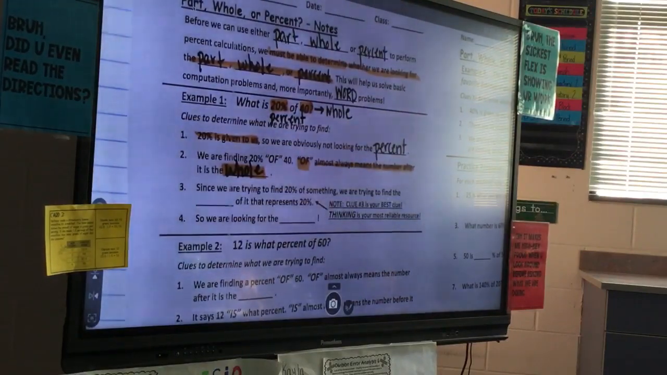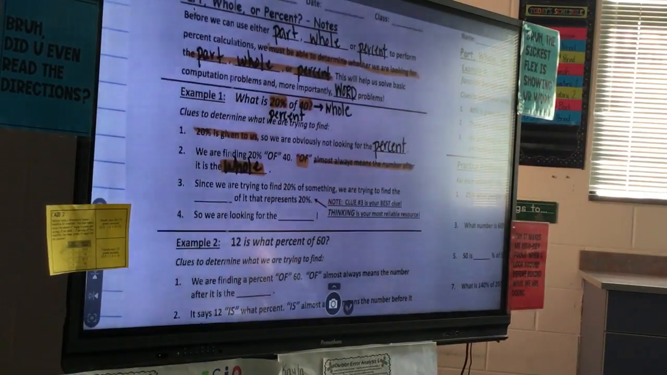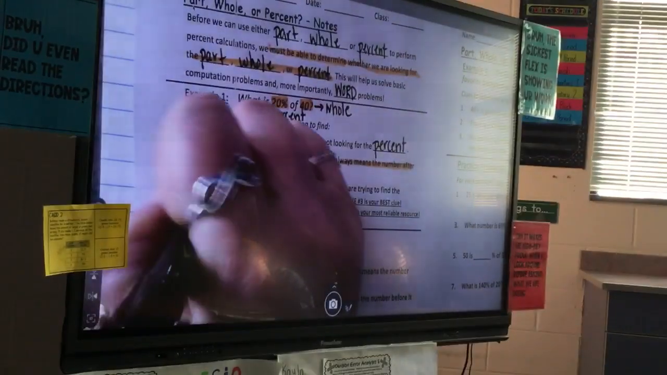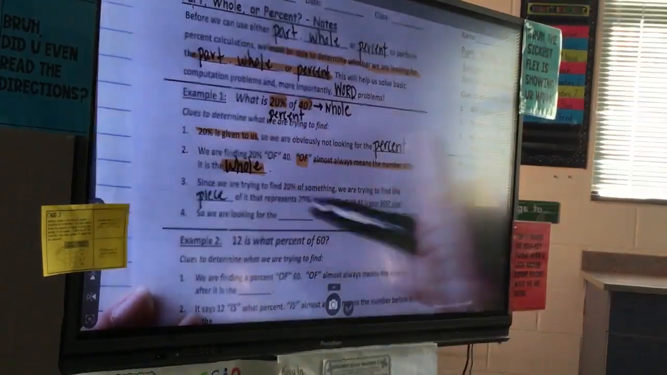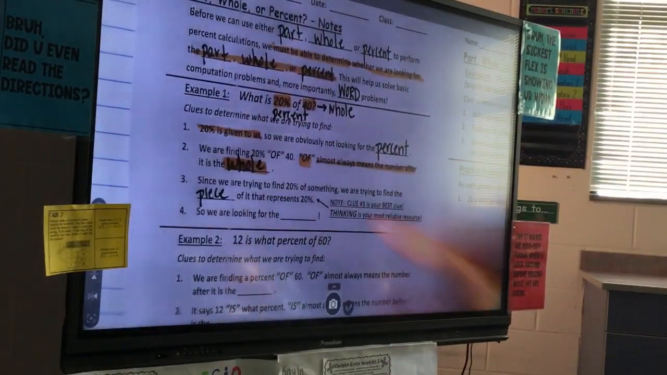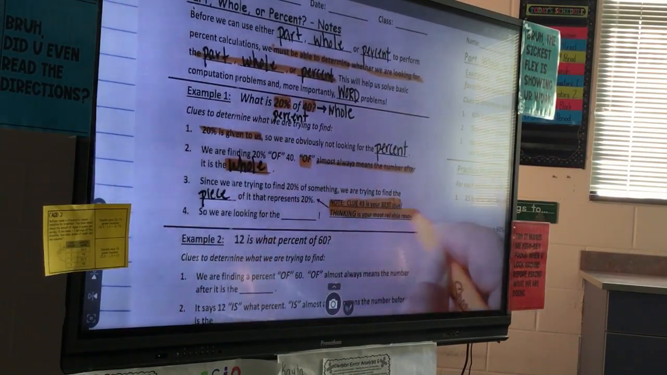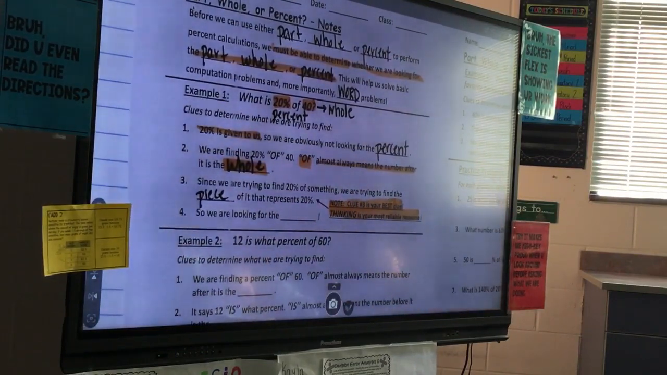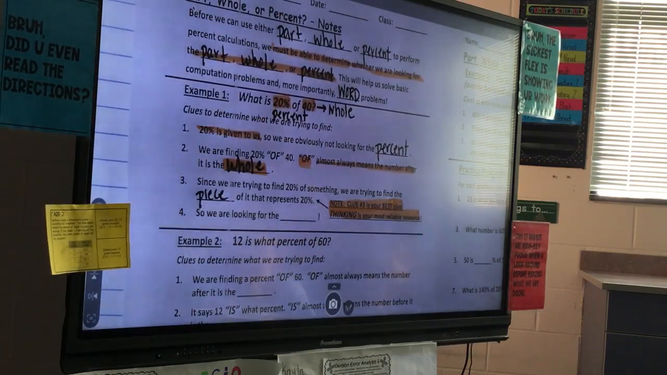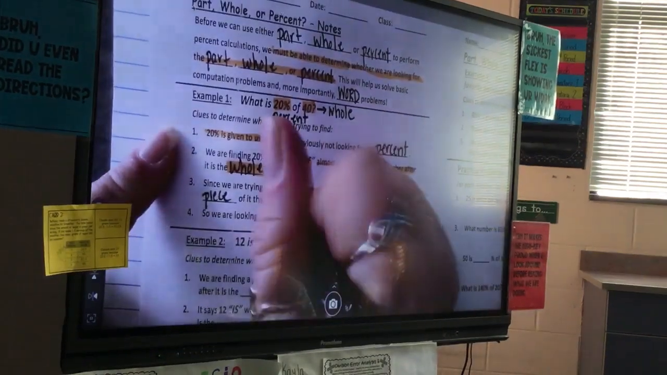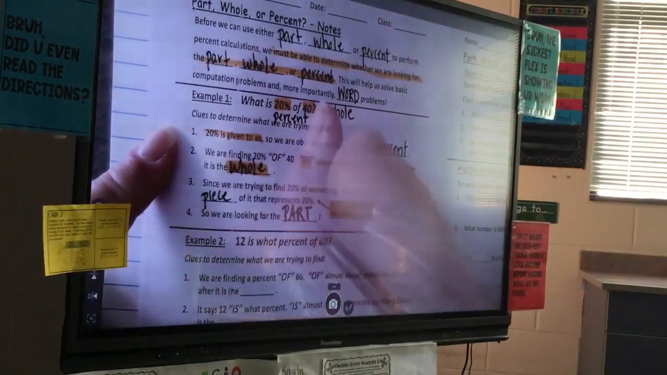All right, since we are trying to find 20% of something, we are trying to find the piece of it that represents 20%. So this little thing right here says, note, clue number 3 is the best clue. Thinking is your most reliable resource. Sometimes it's just using common sense and being like, okay, well, I don't have this, but I have this and I have this. You're always thinking about 3 things when you're doing percent questions. Is it the part, is it the whole, or is it the percent? So with this one, the only thing that is left is that we are looking for the part.